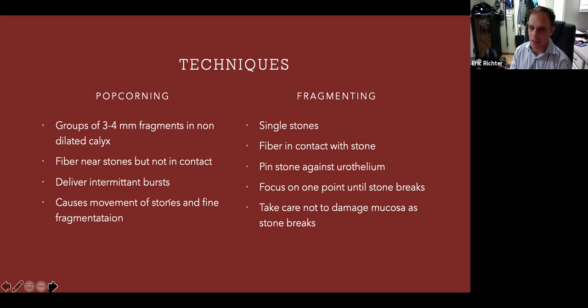The one thing to take care of is you don't often know when you're through the stone, and then you can very easily damage the urothelium as the laser goes through the stone and into the urothelium.